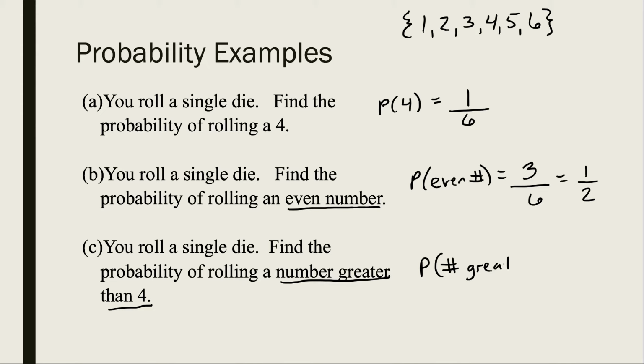So again, 6 on the bottom, because that's how many outcomes are in the sample space. Now for the top, we need to know how many meet the condition of being greater than 4. So greater than 4 would be 5 and 6. So that means that there are 2 options that meet my condition. And so the probability will be 2 out of 6, which is going to reduce to 1/3.